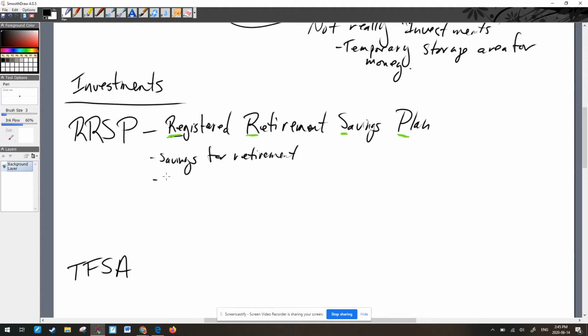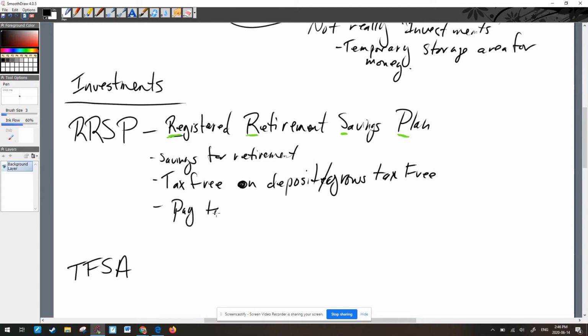An RRSP: you put in tax-free dollars, so it's tax-free on deposit, and it grows tax-free, but we pay tax on withdrawal.